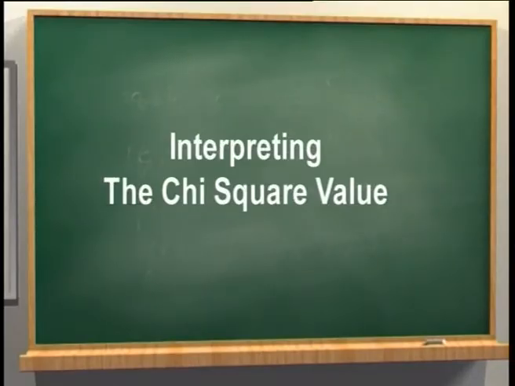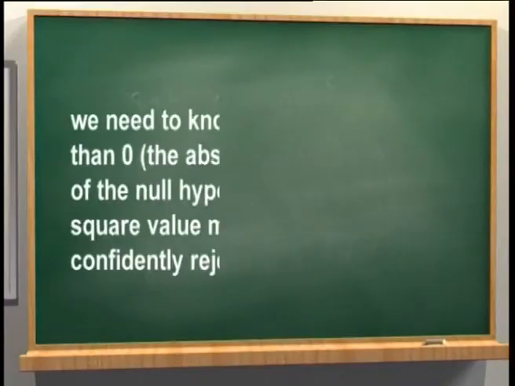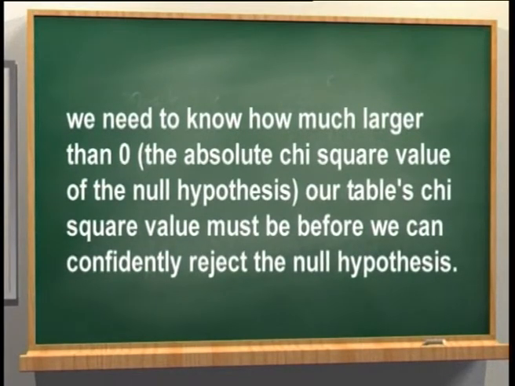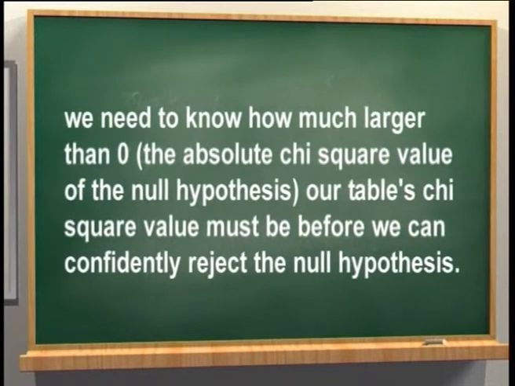Interpreting the chi-square value. We now need some criterion or yardstick against which to measure the table's chi-square value to tell us whether or not it is significant. What we need to know is the probability of getting a chi-square value of a minimum given size even if our variables are not related at all in the larger population from which our sample was drawn. That is, we need to know how much larger than 0 our table's chi-square value must be before we can confidently reject the null hypothesis.